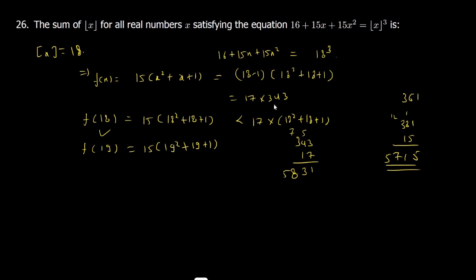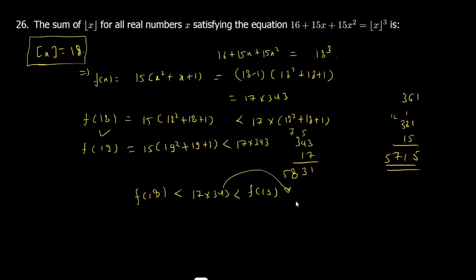I think I should have multiplied 343 by 17. Yeah, 5715, which is f(19), is actually less than 17 into 343. That's why this box of x equals 18 won't be valid. When will it be valid? When f of 18 would have been less than 17 into 343 would have been less than f of 19. But what is happening is f of 19 is even less than this. So this is not a valid solution.